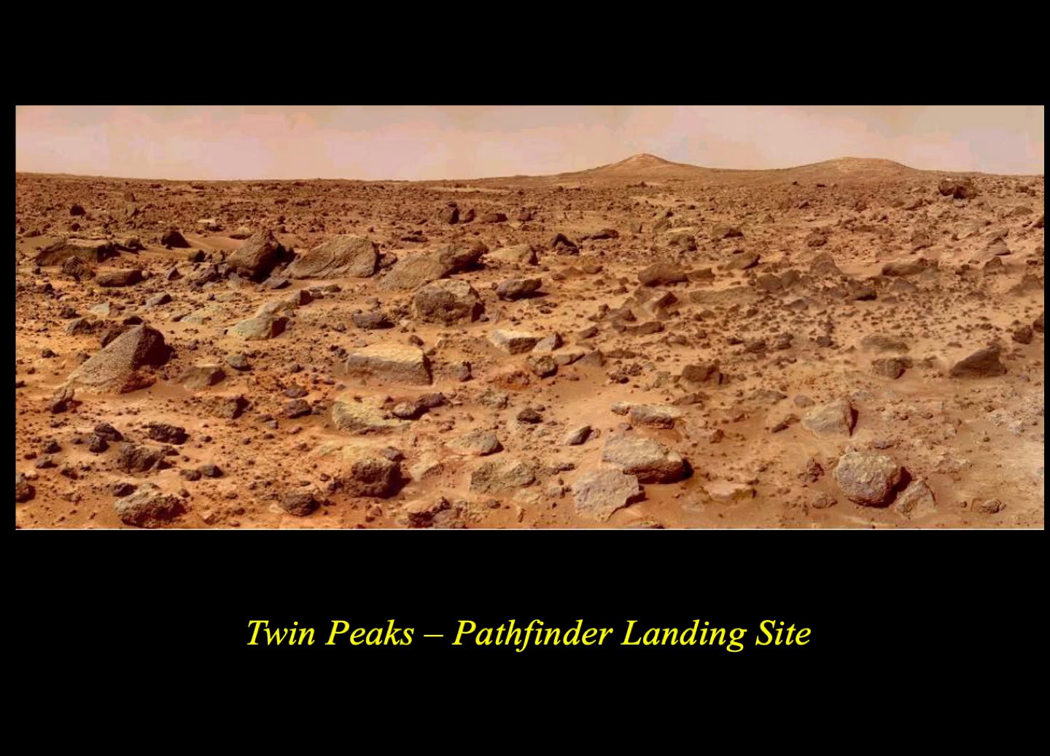Here's an image showing Mars's rocky surface. Notice again the rusty color caused by large amounts of iron in the soil. The two hills in the background are called the Twin Peaks.